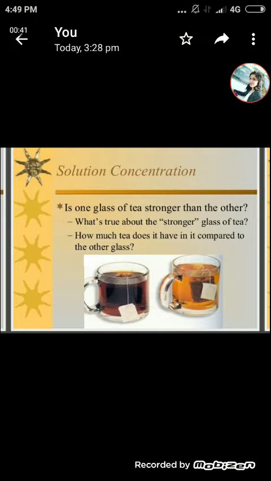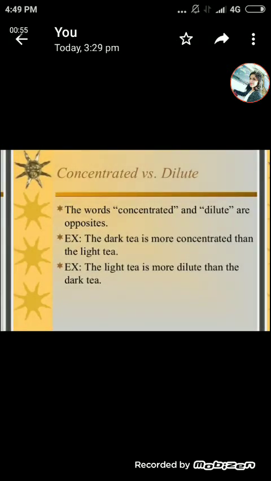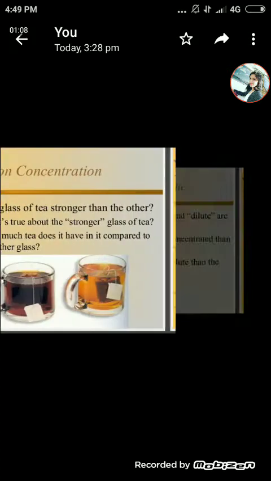So we will say the first cup of tea is very concentrated as compared to the second cup of tea, or we can say the second cup of tea is more diluted as compared to the first one. The words concentrated and dilute are opposite to each other. The dark tea is more concentrated than the light tea, and the light tea is more dilute than the dark tea.